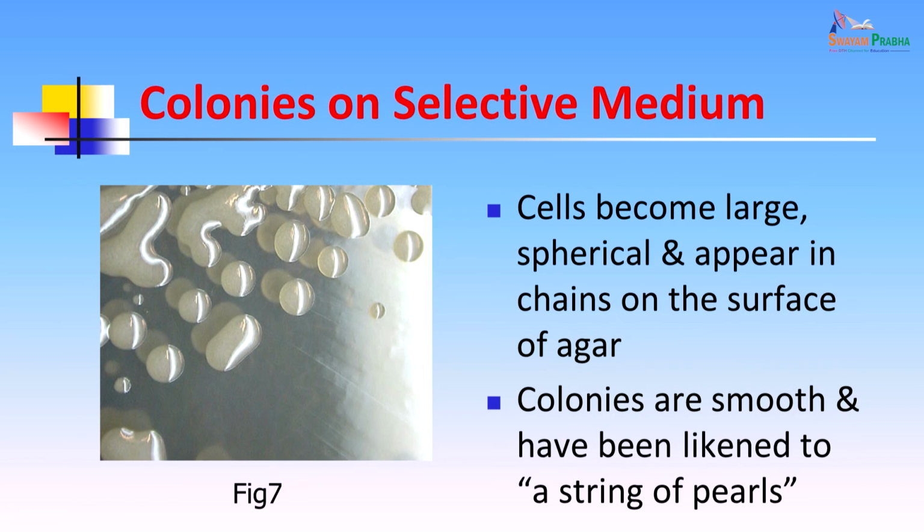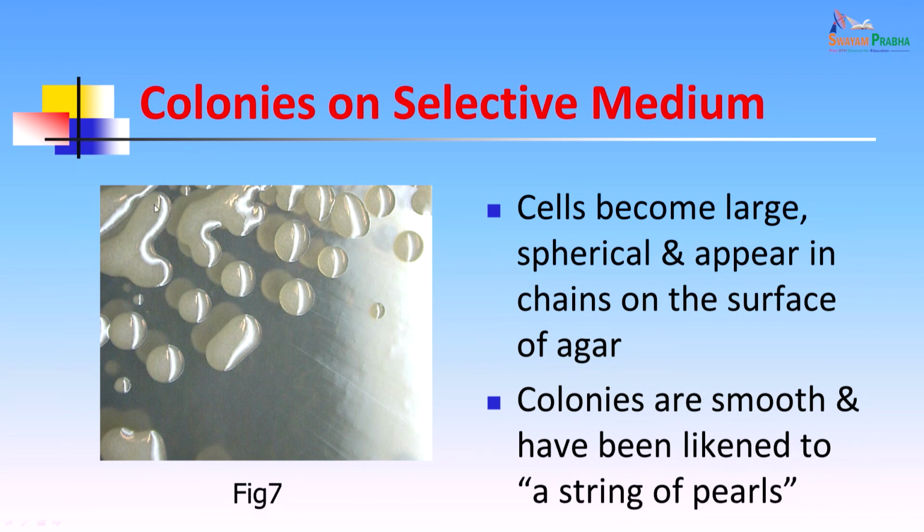Surprisingly, the same organism, when you grow it on a medium containing penicillin, gives a drastically different appearance. The cells become large, spherical and appear in chains on the surface of the agar. Colonies are smooth and have been likened to a string of pearls.